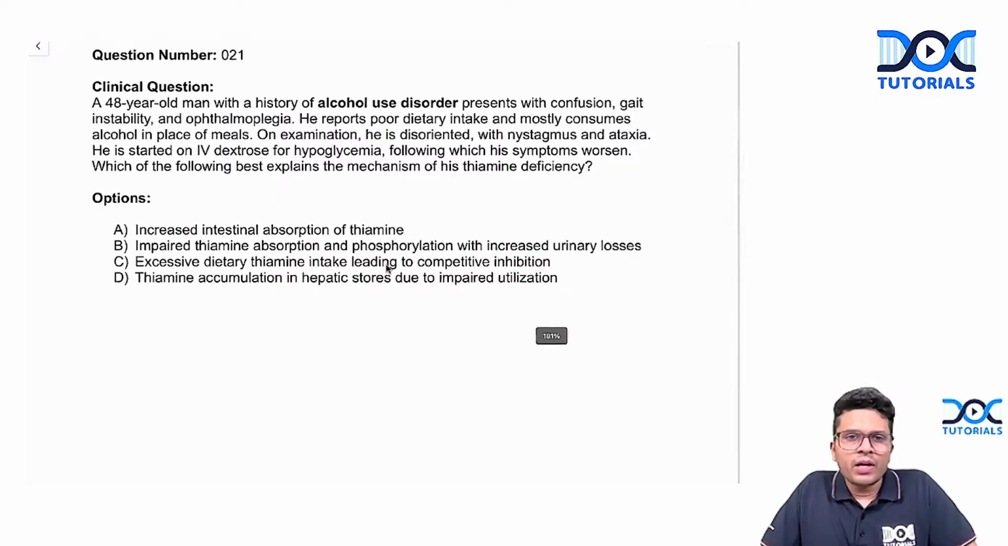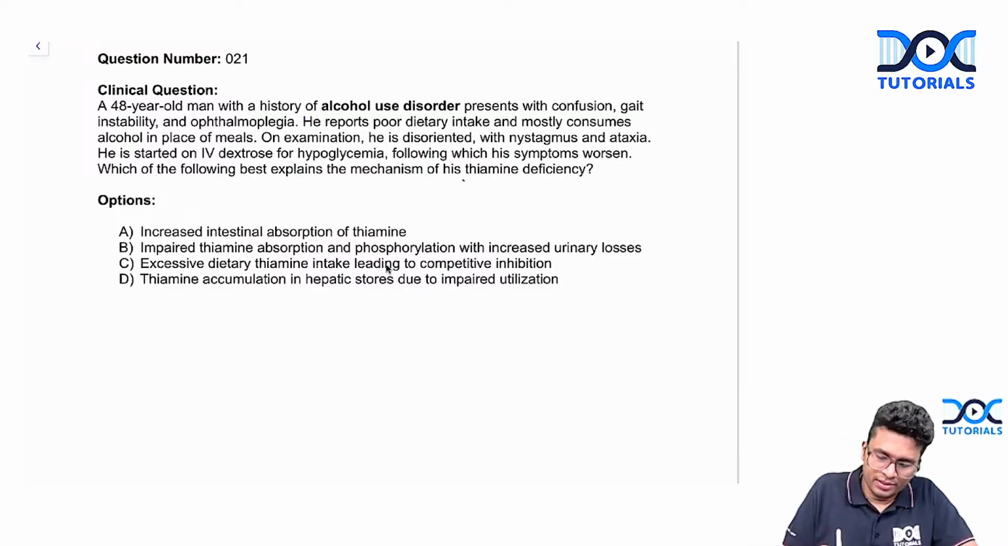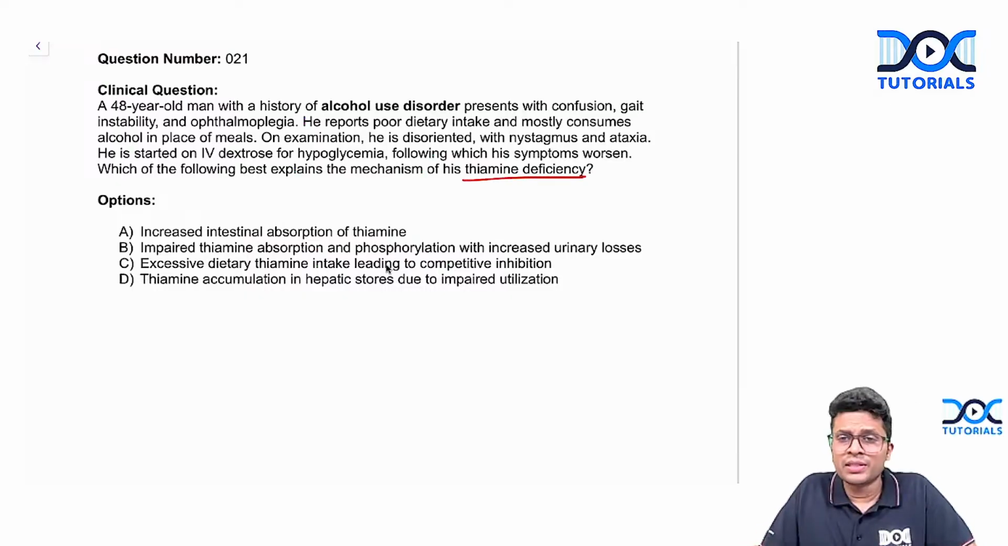Question number 21. A 48-year-old male with alcohol use disorder presents with confusion, gait instability, and ophthalmoplegia. By now you should know what the diagnosis is. He reports poor dietary intake and consumes alcohol in place of meals. On examination, he is disoriented, and nystagmus and ataxia are present. You give dextrose for hypoglycemia, following which symptoms worsen. Which of the following explains the mechanism for thiamine deficiency? They only mentioned it is a thiamine deficiency, which is good.